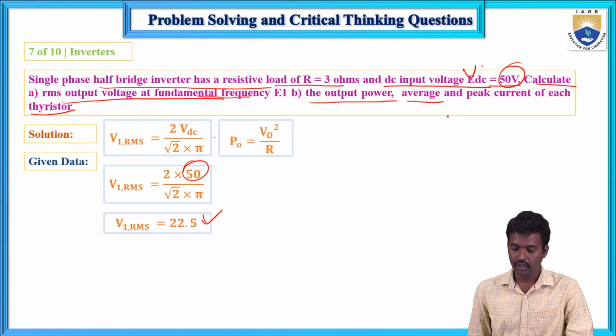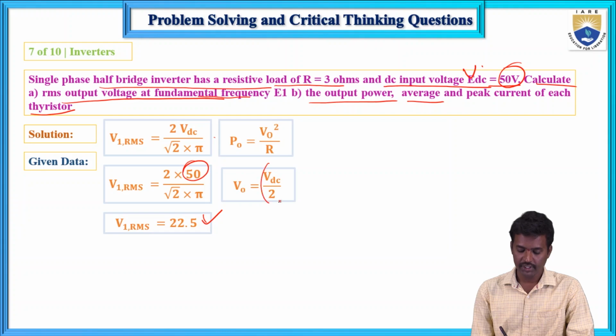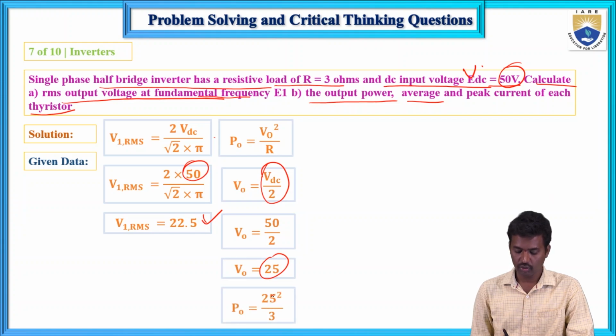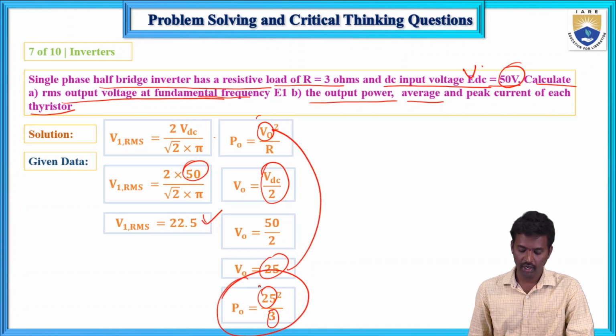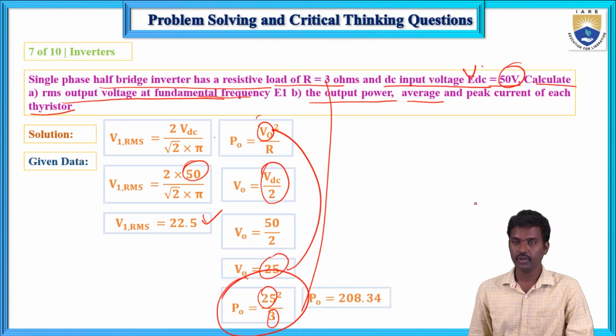So the output power equals (VDC by 2) square by R. Now 50 by 2 is 25, so 25 square by R, and R equals 3. Substituting this, you will get the power value of 208.3 watts.